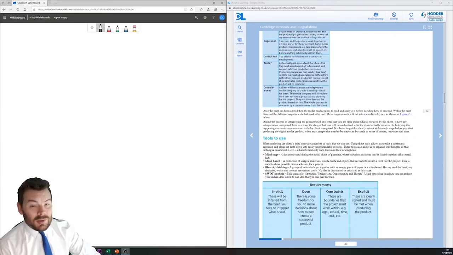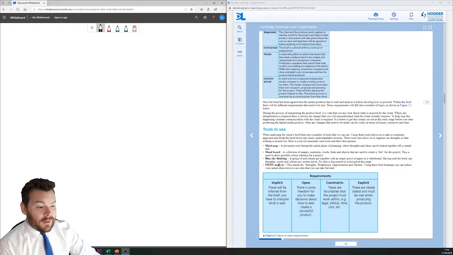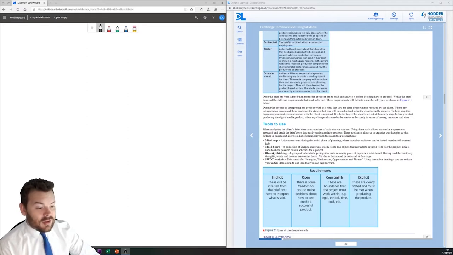Some of these tools are going to be very familiar to you if you studied this at GCSE level in any way. Mind maps and mood boards are definitely covered in the GCSE spec, and you may already know them from other lessons. Blue sky thinking and SWOT analysis may be new to you, and if that's the case, I strongly advise you to read about those in the textbook. There are some examples, but also use the internet to find out how those are covered.